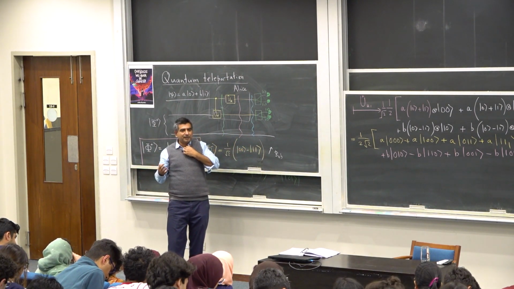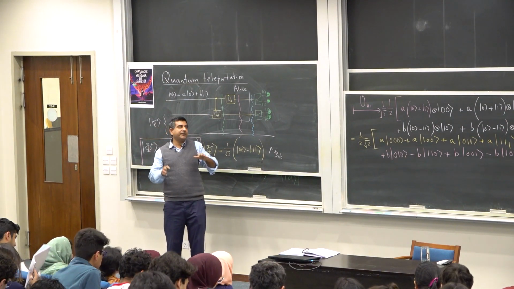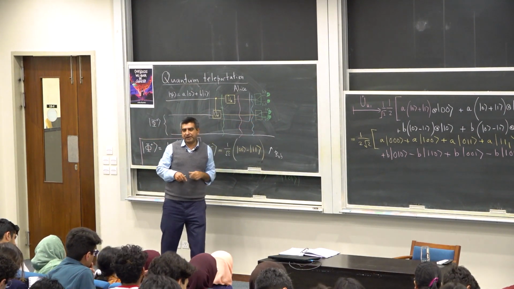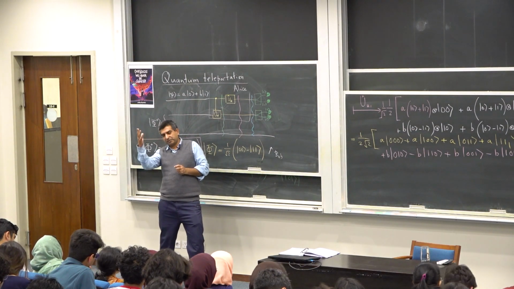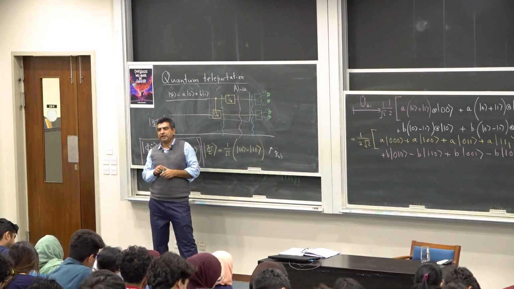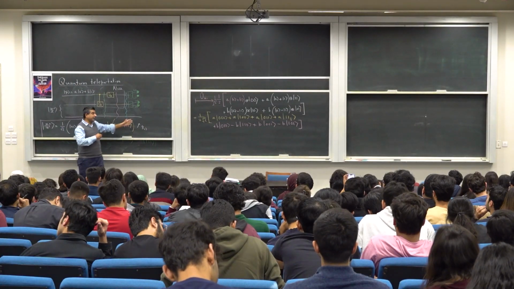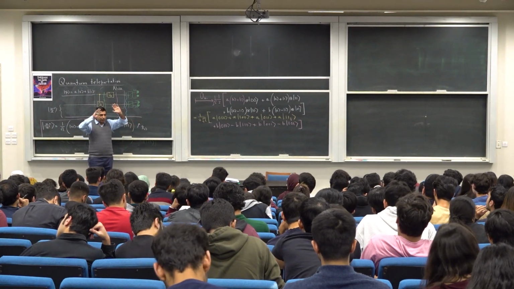Got it? So how many possibilities for these outputs do we have? How many possibilities exist? 8. We're not looking at the third qubit. We have 4 possibilities.